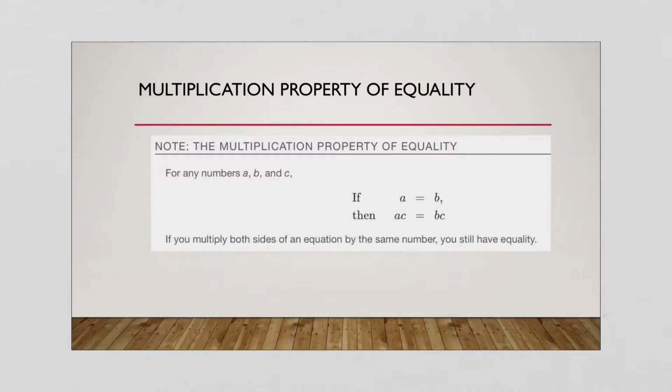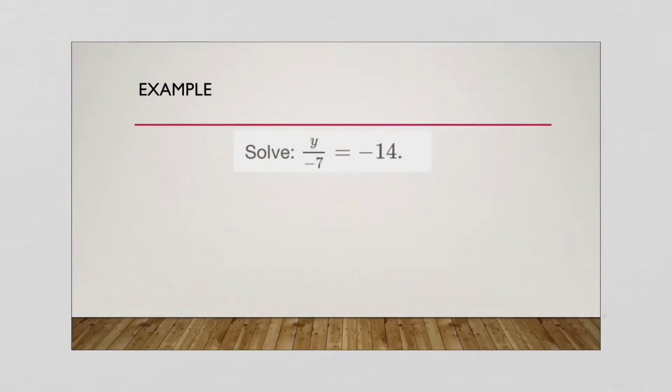Alright, so this page says if you have A equals B, then you can multiply both sides by the same number and you still get something that is equal. So let's try that. Alright, so we have y divided by negative 7 is equal to negative 14. I'm just rewriting the problem.